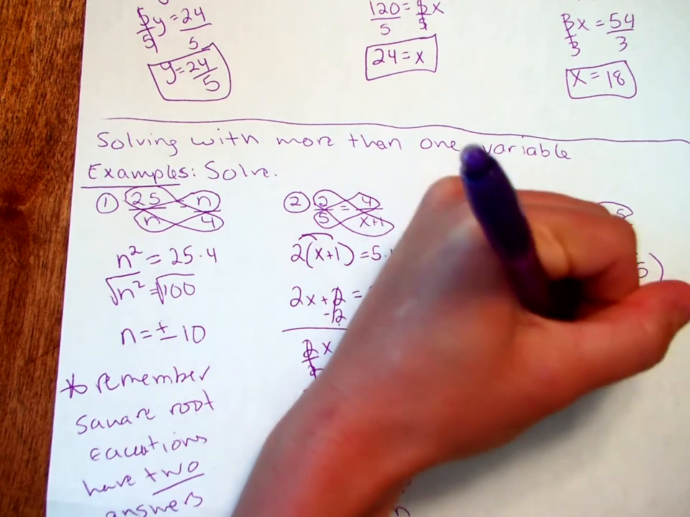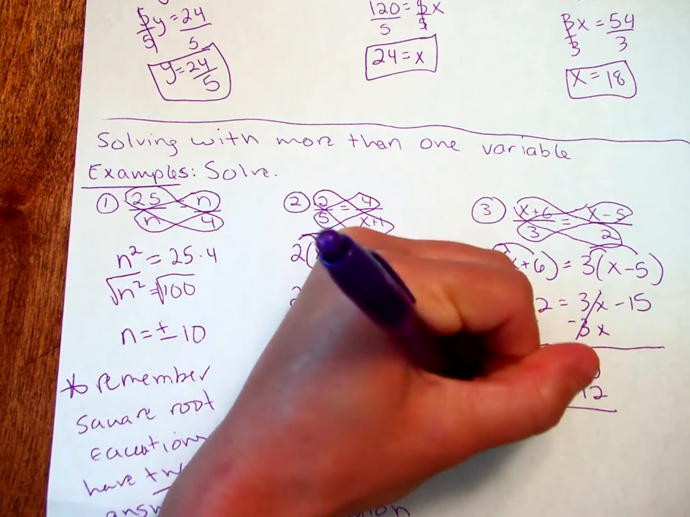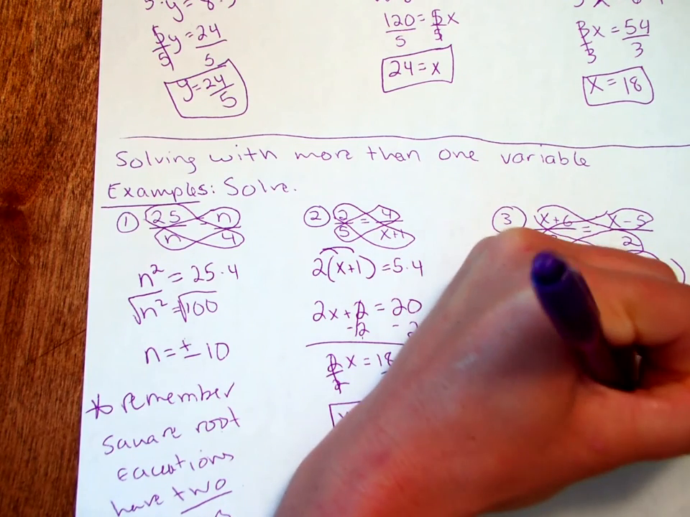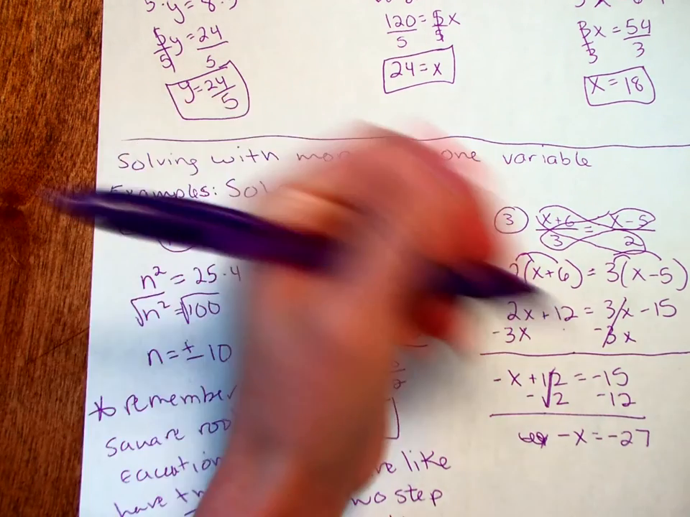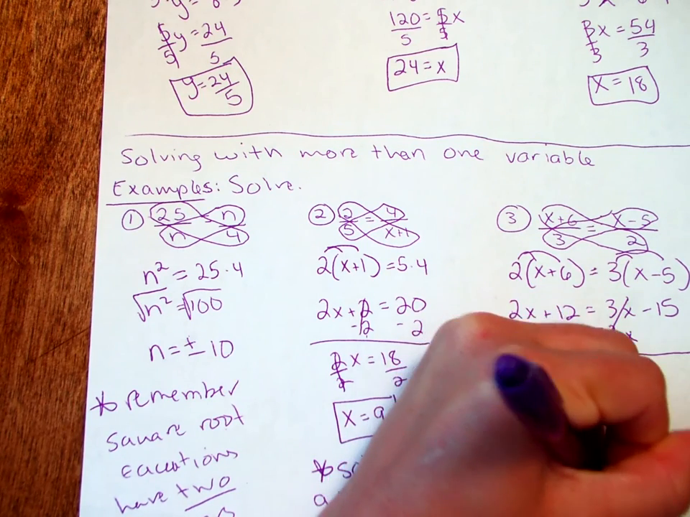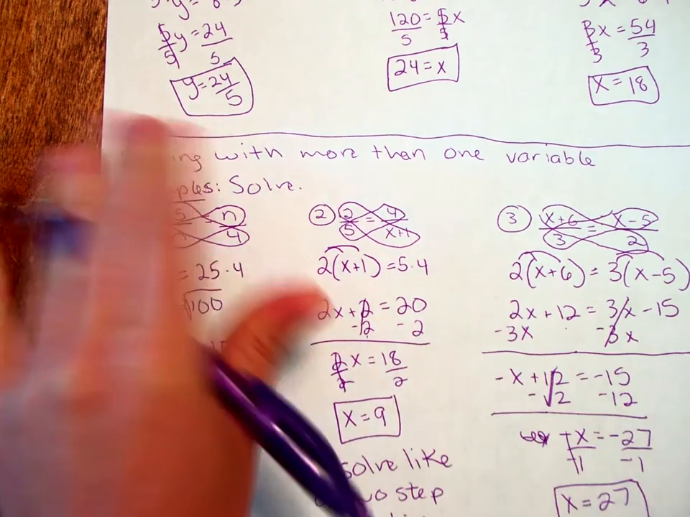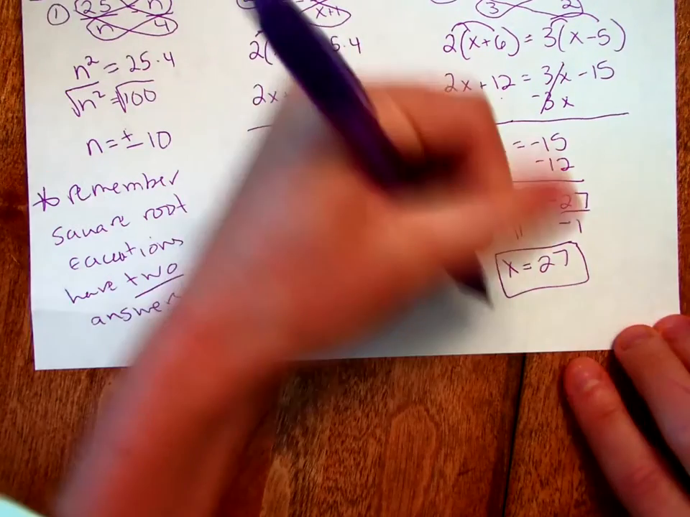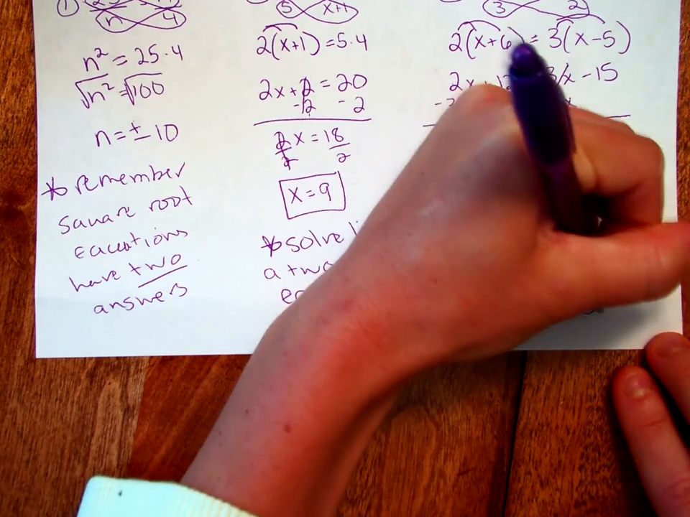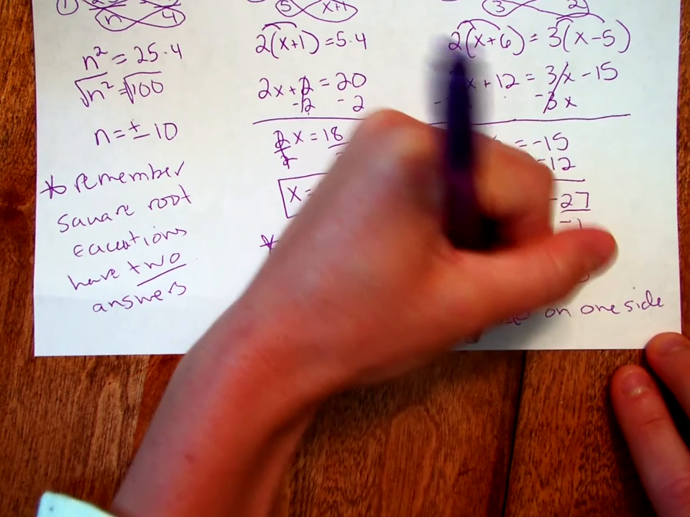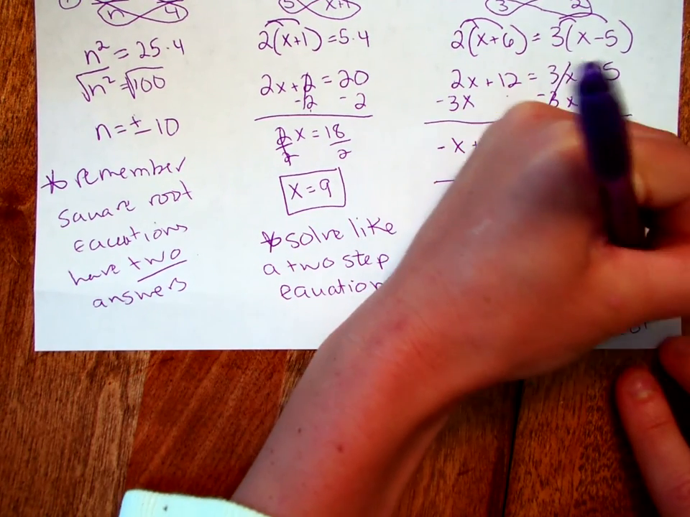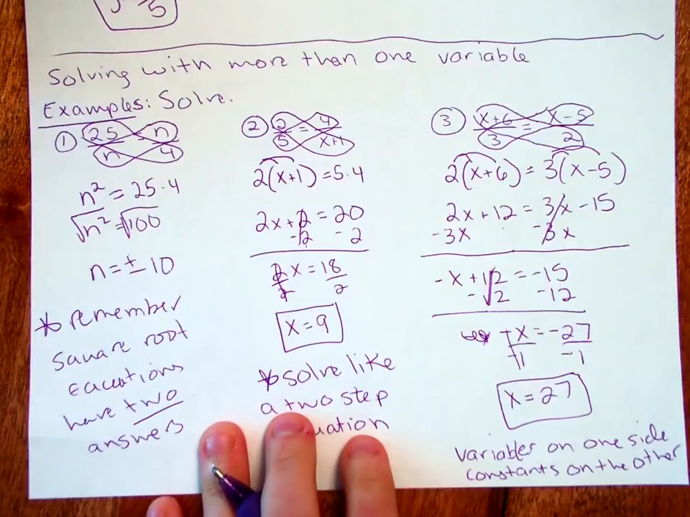And then you subtract 12, negative x equals negative 27. Can you leave it like that? Nope. Divide by negative 1, x equals positive 27. So your hint for this one is going to be variables on one side, constants on the other. So that's today's lesson. Good luck.